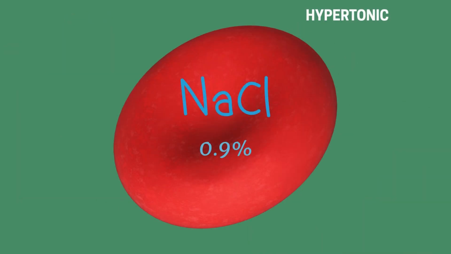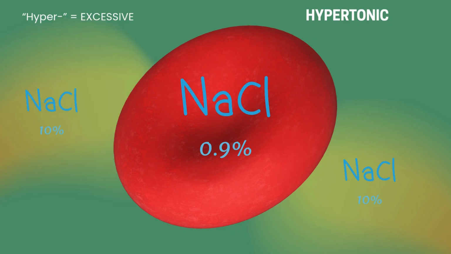A hypertonic solution has a different prefix. Hyper means excessive or more. The red blood cell still has a 0.9% sodium chloride concentration inside it, but now we are placing it in a solution that has more than 0.9% sodium chloride. Again, there is a mismatch, so water is going to have to move to even it out.